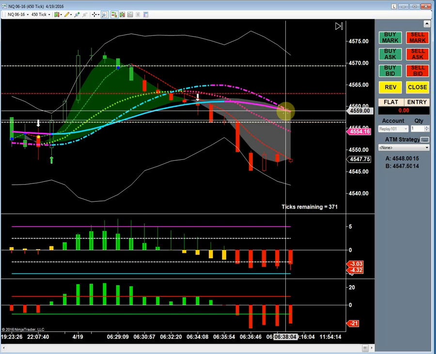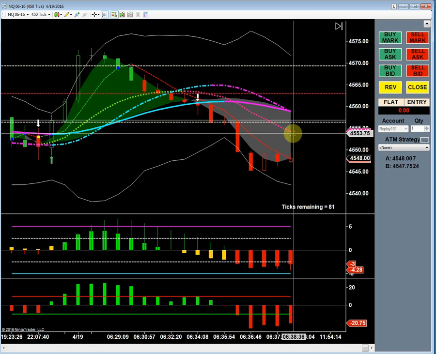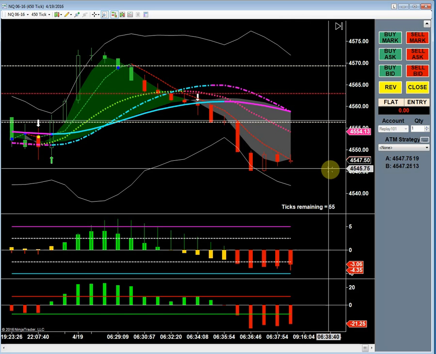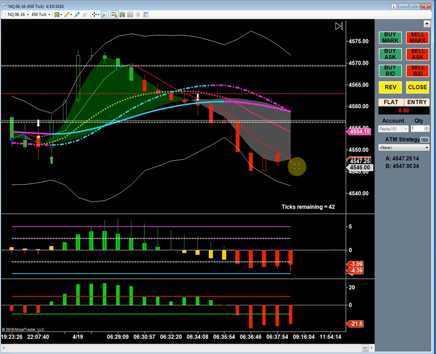So we're going to be watching to see if we potentially get a move back up to the trade signal line here. We'll see if we get a move back up to the trade signal line to go short. I don't know. It depends.